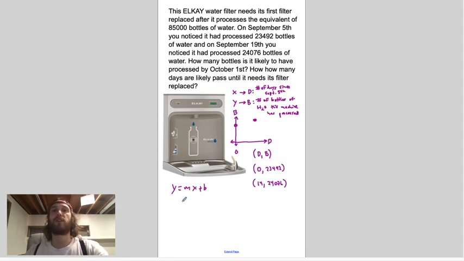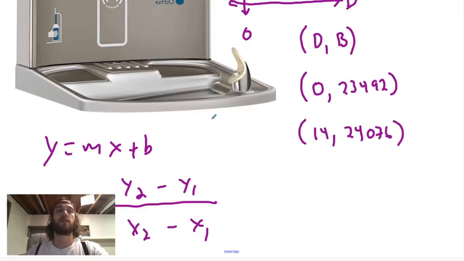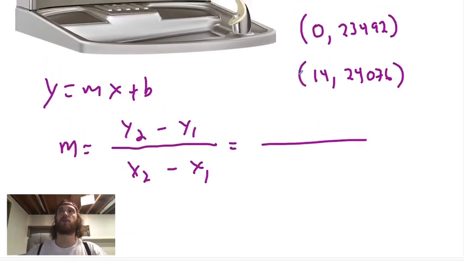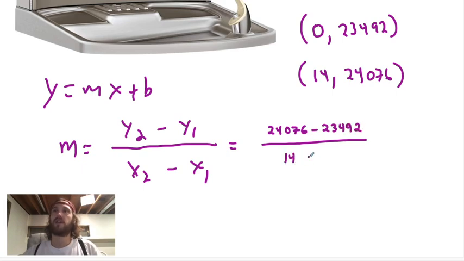But in order to do this, the first thing we need is the slope. So we'll say m is equal to y2 minus y1 over x2 minus x1. I'm actually going to fit this to the size of the screen. Okay, so we are finding the slope right now. So now I can plug in the data points that I'm going to use. We'll call this point 2. That is 24,076 minus 23,492 over 14 minus 0. All right, this looks good.